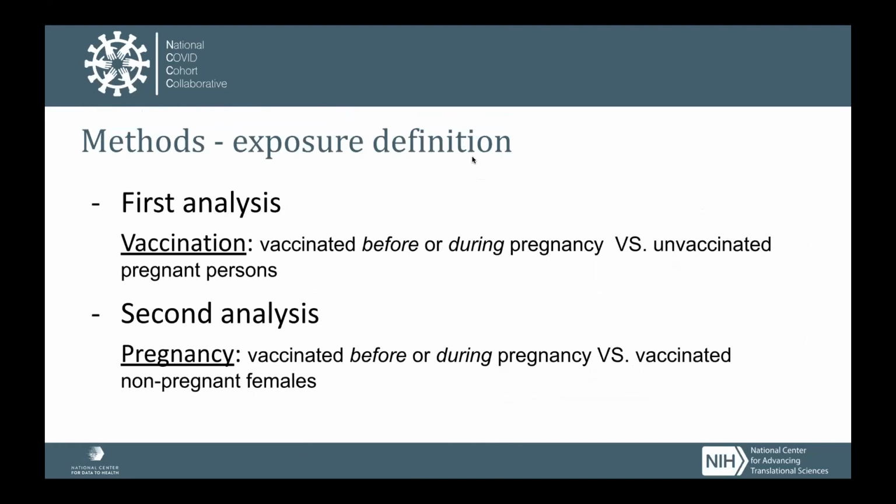So for our exposure definition, the first analysis is vaccination, because we are comparing pregnant people who are vaccinated before or during pregnancy and pregnant people who are not vaccinated. For our second analysis, our exposure is pregnancy, and we are comparing vaccinated people who received the vaccination during or before their pregnancy and people who are non-pregnant.